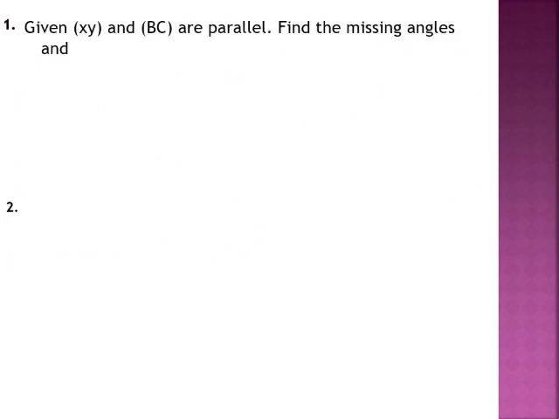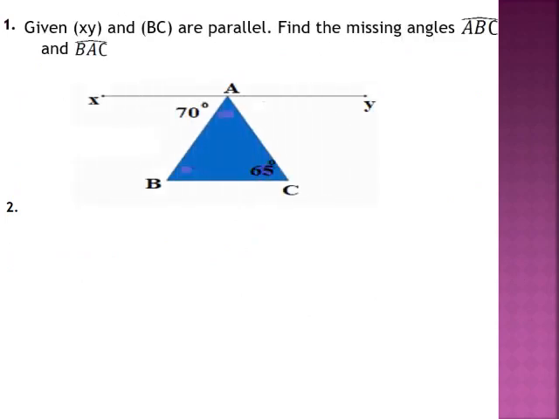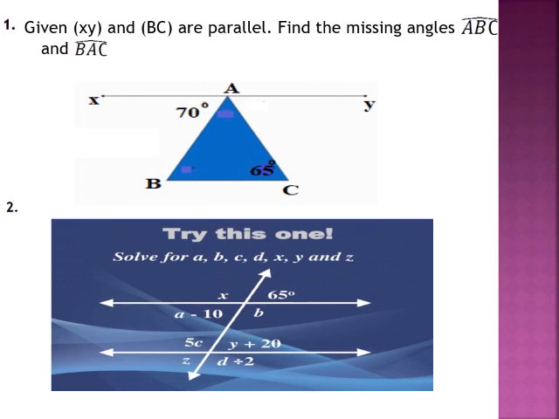Here you have extra to be solved. First one: given lines XY and BC are parallel, you have to find the missing angles ABC and BAC. As for the second one, you have to calculate A, B, C, D, X, Y, and Z.